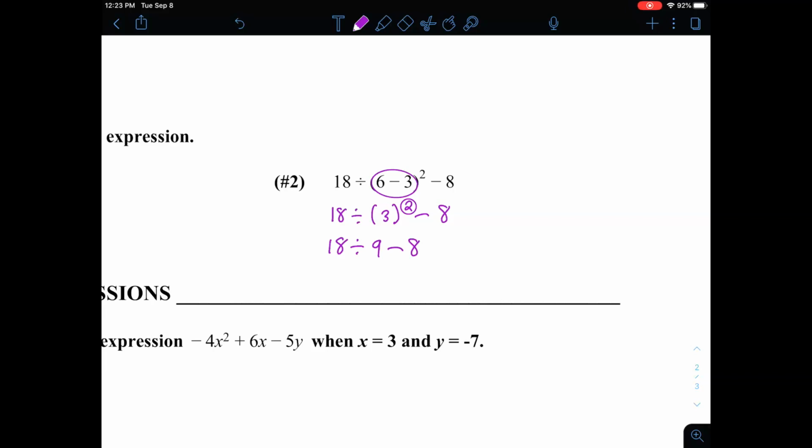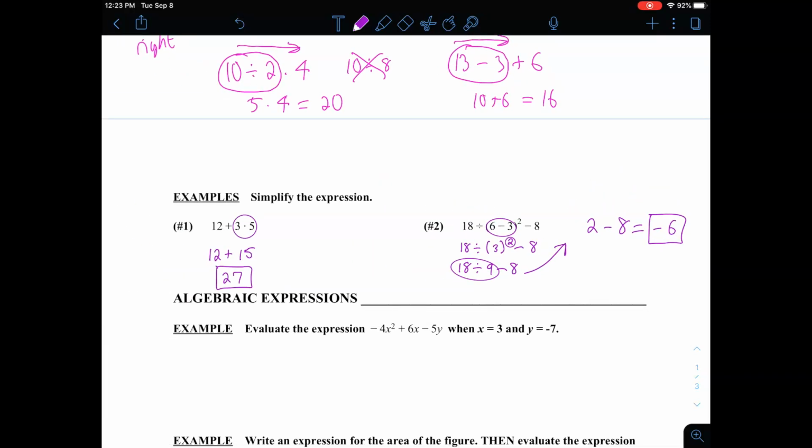All right. Any more parentheses? Any more exponents? Any multiplication or division? Yep, we got division here, so we're going to do 18 divided by 9. What is 18 divided by 9 going to be? It's going to be 2 minus 8. What's 2 minus 8 going to be? Negative 6.